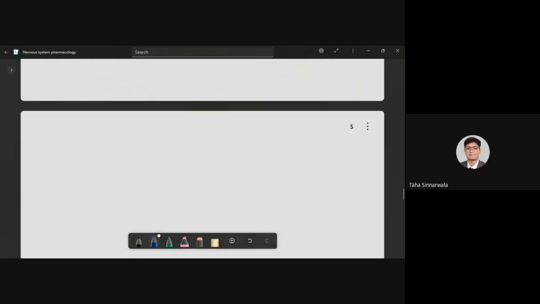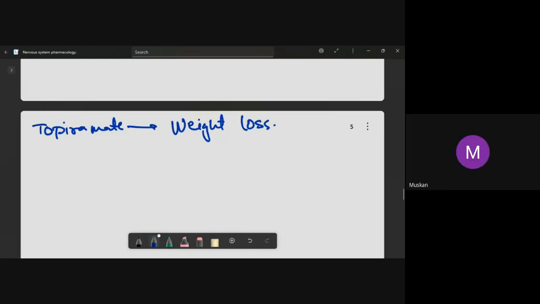Okay. Now there is another medication called topiramate. The most important thing you need to remember about topiramate is that it can cause weight loss. There are only two medications which have weight changes. One is topiramate, which causes weight loss. And do you guys remember which medication can cause weight gain? Valproate. Perfect. In addition to causing weight loss, this medication might also cause kidney stones.